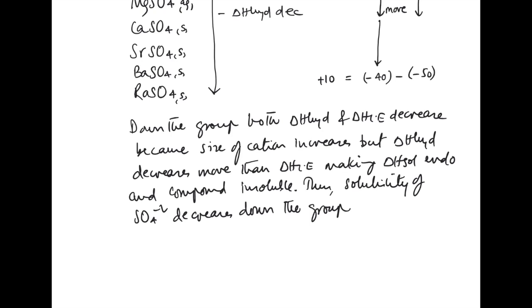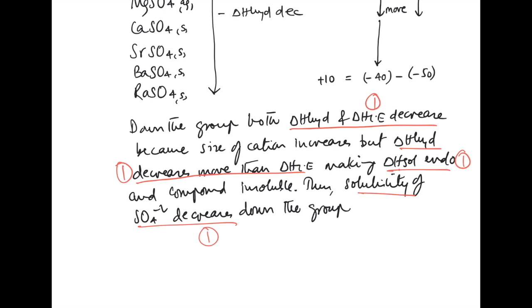Now, this normally carries 4 marks. Having mentioned that both hydration and lattice are decreasing, 1 mark, but hydration decreases more than lattice, 2nd mark, making solution endothermic, 3rd mark, and then lastly, solubility of sulfates decreases, it carries 4 marks.